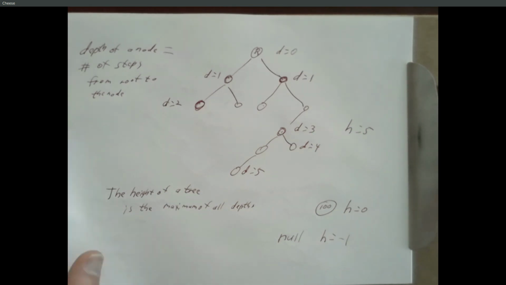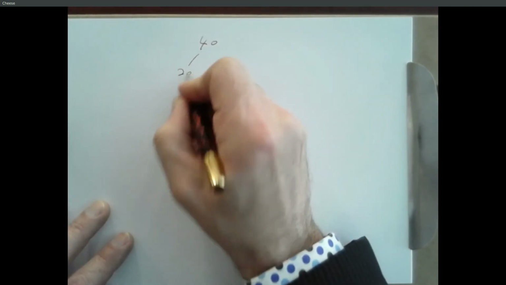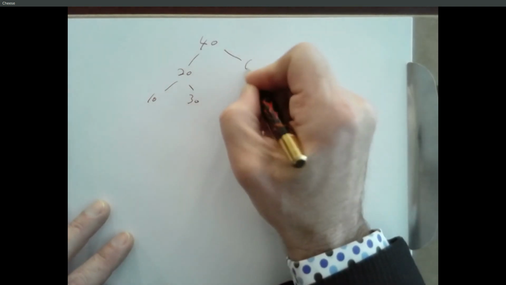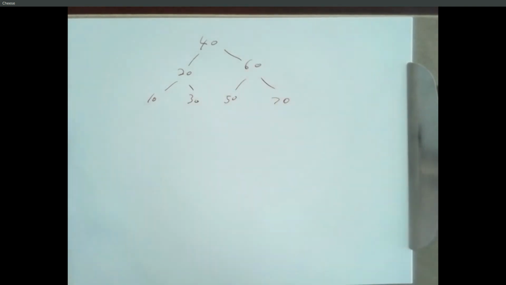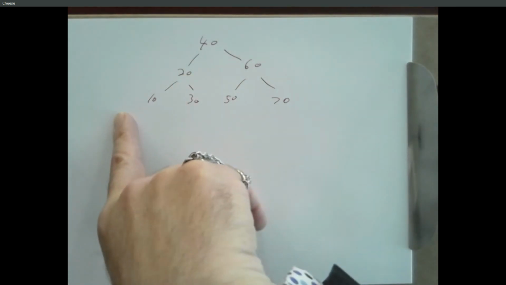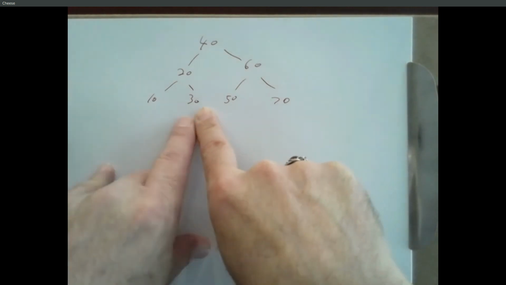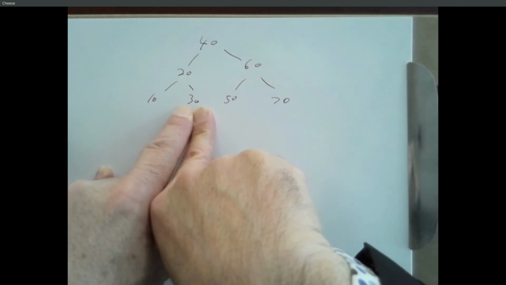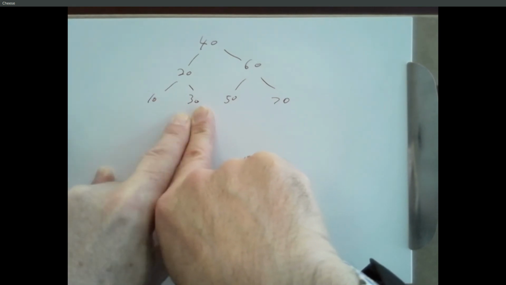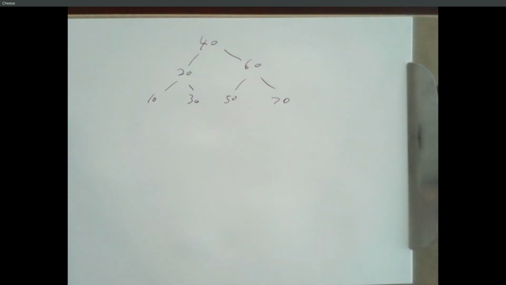Well, why do we care about any of this? What are we going to do with trees? You'll probably see me draw this tree a bunch of times in the next few days. That's a binary search tree. We know it's a binary search tree because at each node, everything to the left is smaller, everything to the right is larger. If this number here was a 15 instead of a 30, it's no longer a binary search tree because 15 is not bigger than 20. It should be on the left. But like this, it's a good binary search tree.